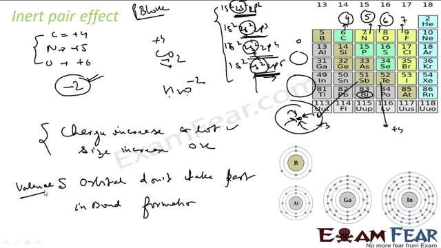But in this case, as you go down, the size increases a little less and the charge increases a lot. So these electrons are hogged by the atom, and the valence s orbitals don't take part in the bond formation. So the maximum oxidation state shown by the lower or heavier elements in the group is 2 less than my group oxidation number. Correct? Why only 2? Because this is 2s2.